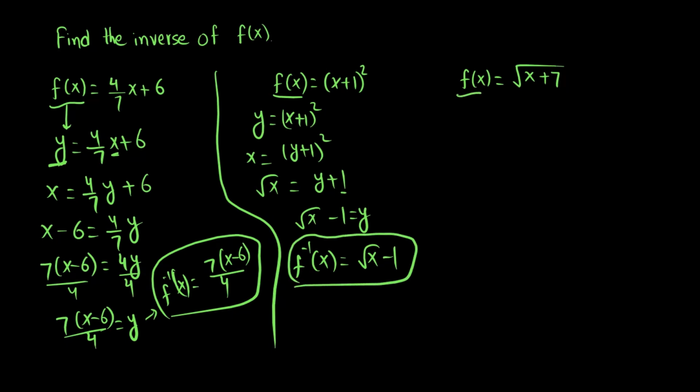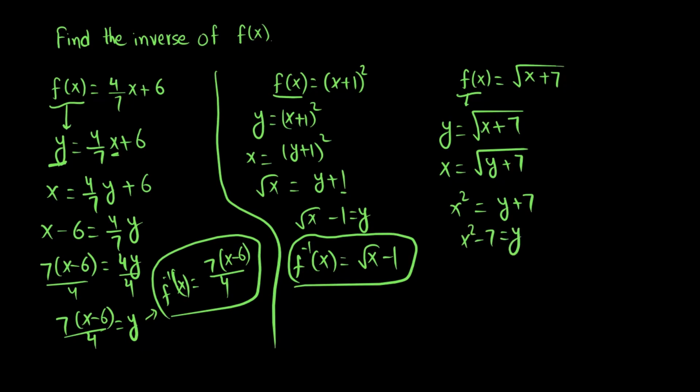The next problem, again make this f(x) into y. Y equals root of (x plus 7). To find the inverse, switch the x and y values. So this becomes x equals root of (y plus 7). And now to isolate for y, we square both sides because y is in the square root. So to remove the square root, it becomes x squared equals y plus 7. Now I can move this 7 to the other side. And that's your inverse. We can write f inverse x is x squared minus 7.